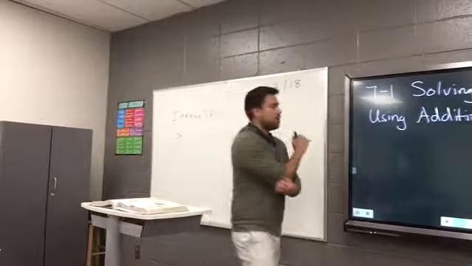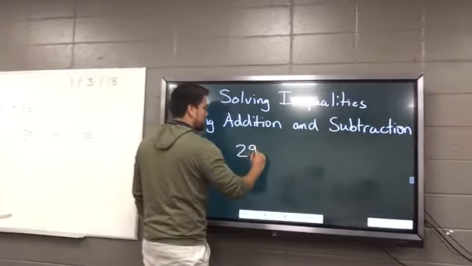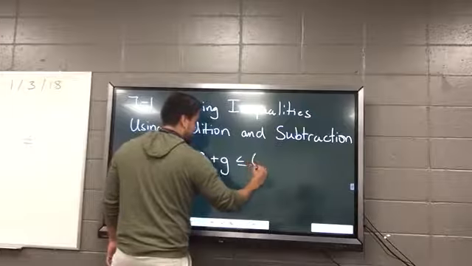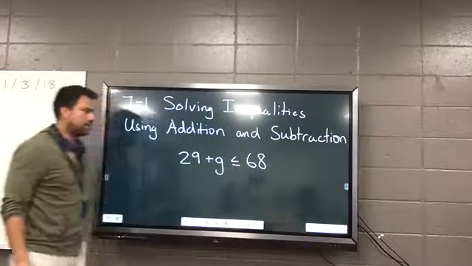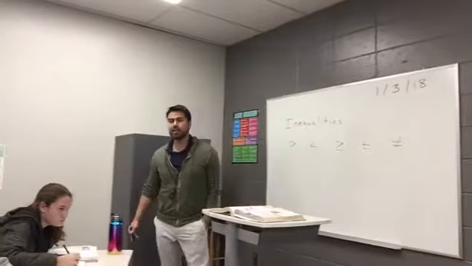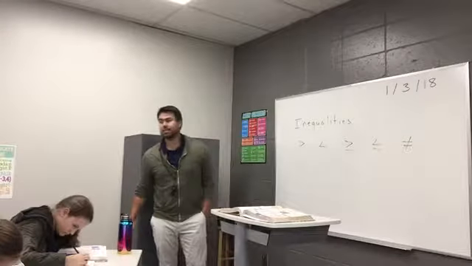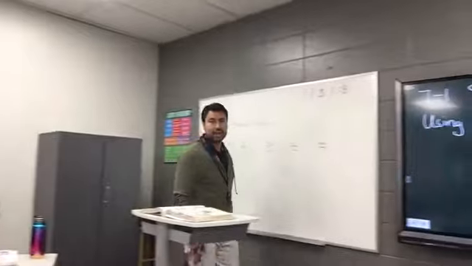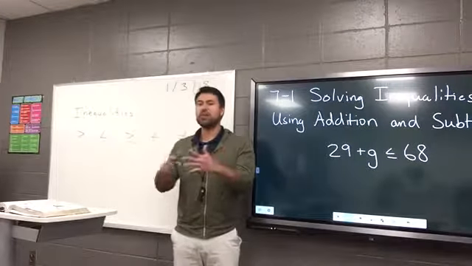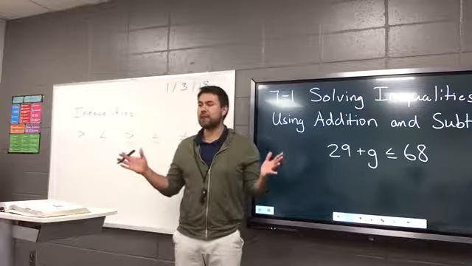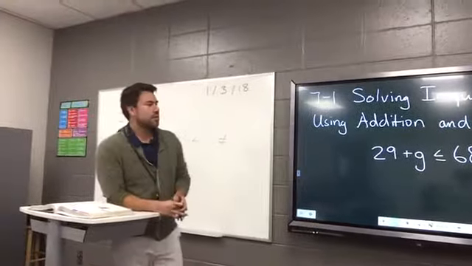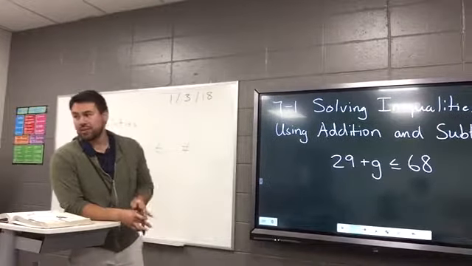Okay, let me give you an inequality here. 29 plus g, and we'll just go less than or equal to 68. This is an inequality because it has a less than or equal to sign. And I want you to go ahead and solve that. You're like, I can't solve that. When you solve an inequality or an equation, what's your whole goal? To get the variable by itself. So how do I get that one? Does anyone know how to do this one?